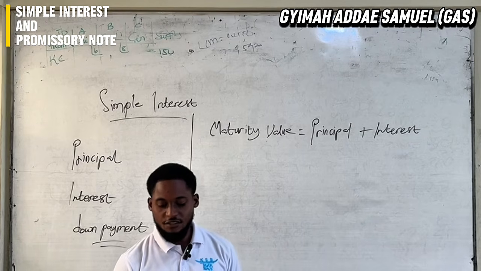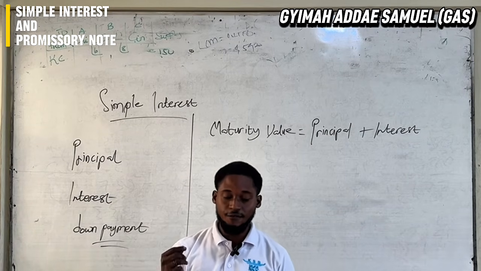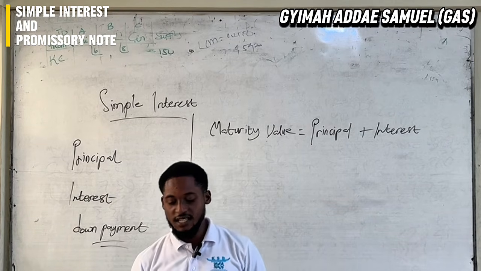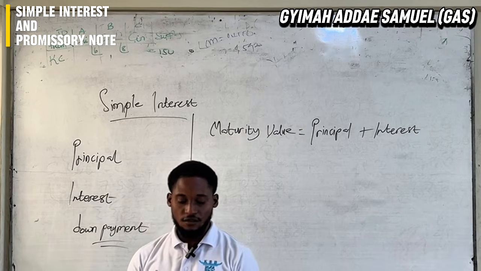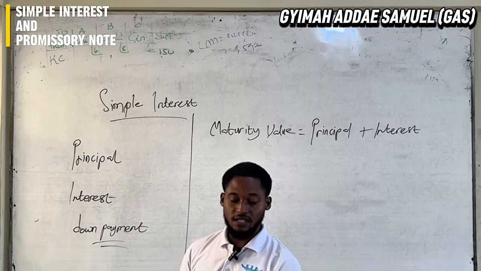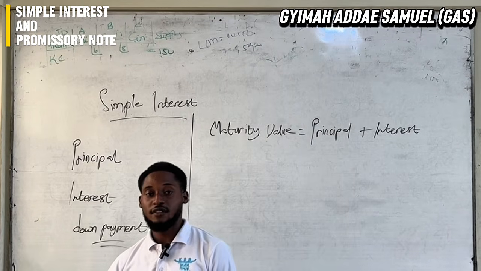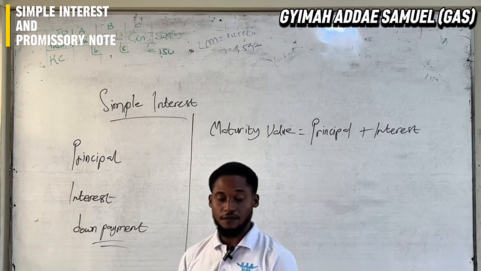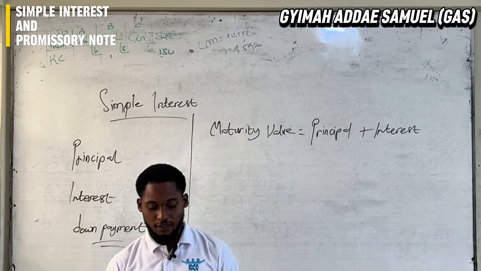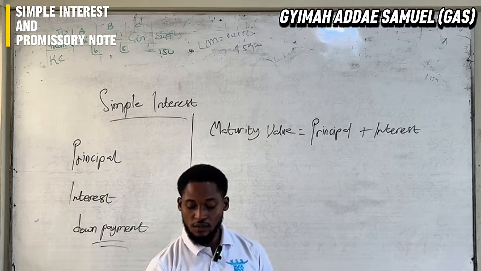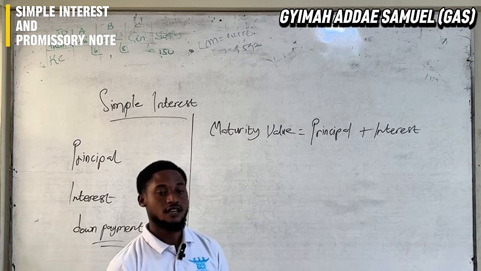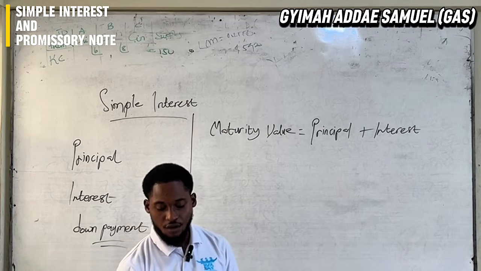The amount of interest is based on three factors: the principal, the rate of interest, and the time span of the loan. The interest is quoted as an annual rate.